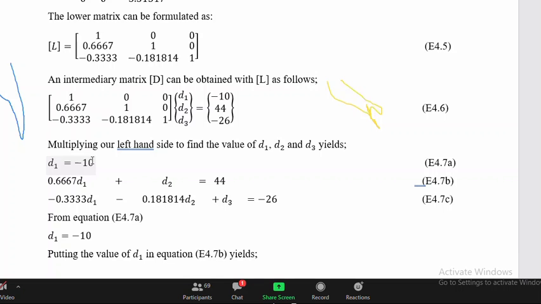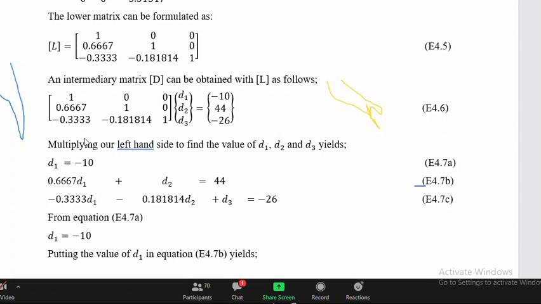Then we will now solve for D2 in the second equation. The second equation is 0.6667 D1 plus D2, right? Plus 0 times D3, which is 0. That's why I don't have D3 here. So when you simplify D2, you can add this one here and simplify this. So look at it. But let's see the other one.